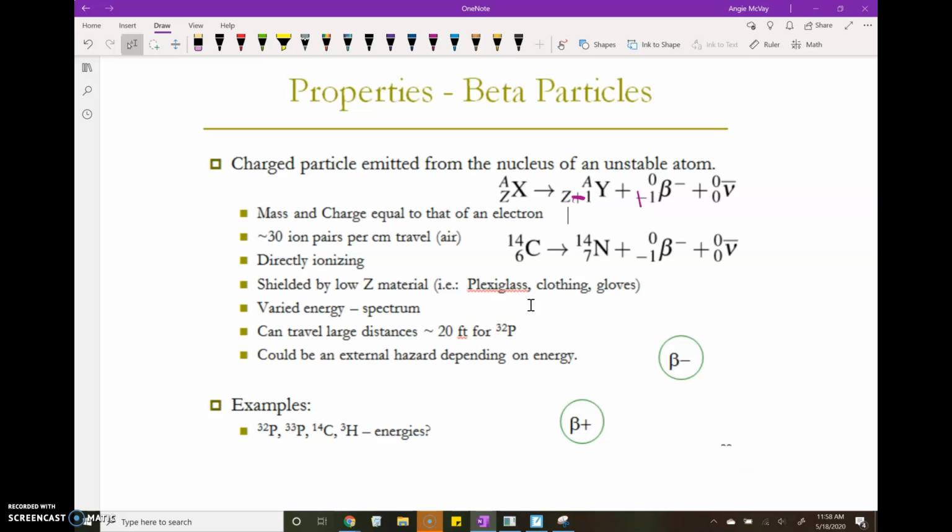But alpha particles have a discrete amount of energy. The interesting thing about beta particles is they have a spectrum of energies, which is super interesting. Because beta particles have very little mass, they can travel really far, about 20 feet or so sometimes. And they could be damaging to our exterior because they have such high energy and they can travel so far.